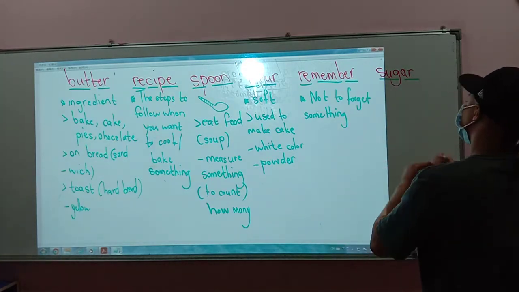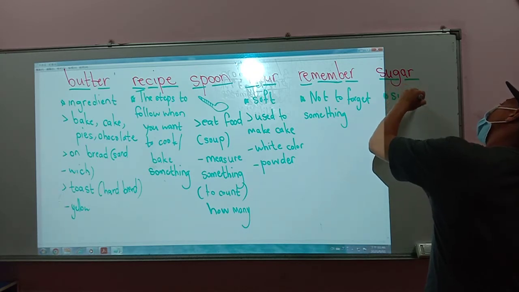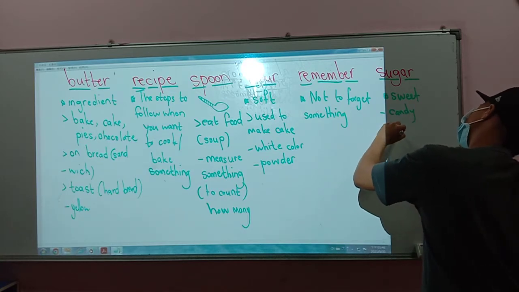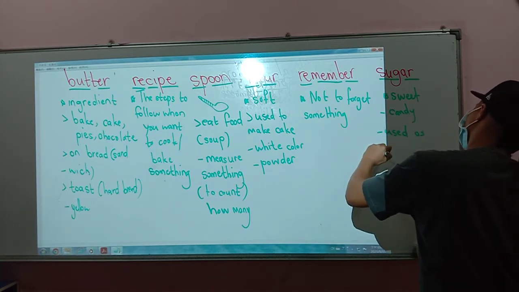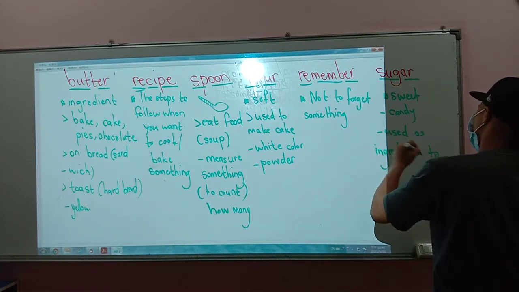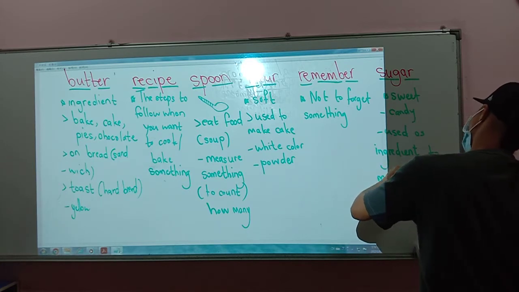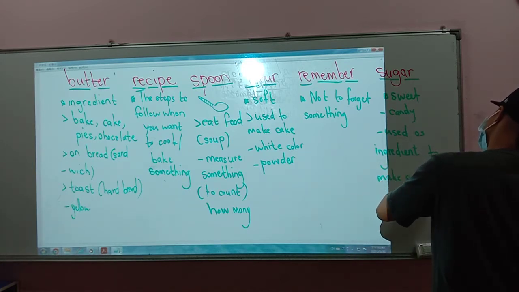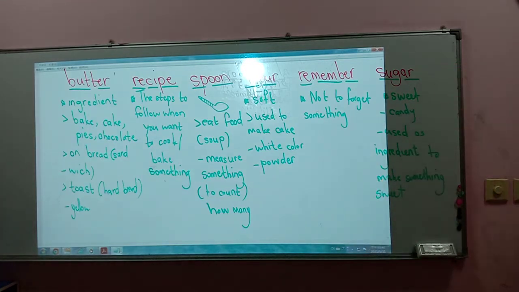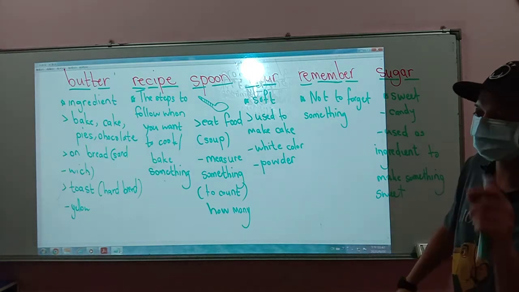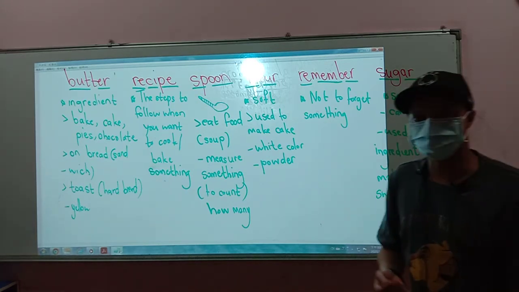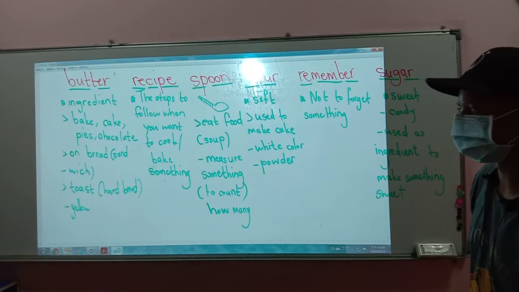Then we have sugar, which is sweet, all right, sugar, candy, and it's used as an ingredient as well. It's an ingredient to make something sweet. Alright, so think of different times that you will use your sugar. Perhaps in your tea you add some sugar. Maybe if some people drink coffee, they add some sugar to their coffee, right?